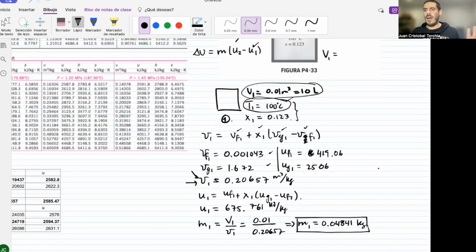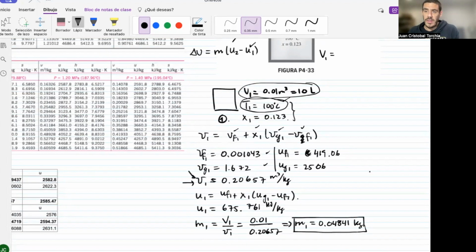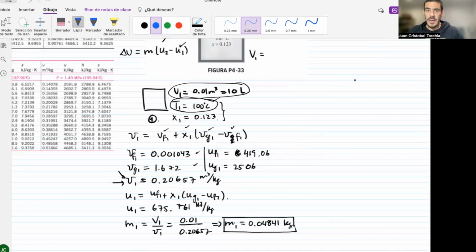So that's what I have for the initial state. Not very complicated, I would think. Let's just go to the second state.